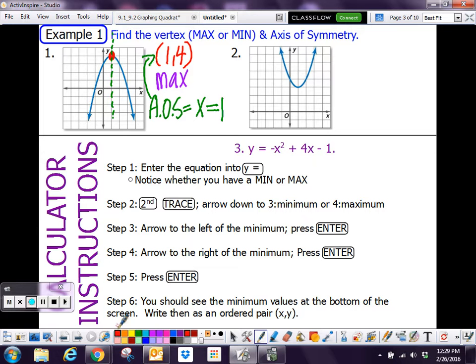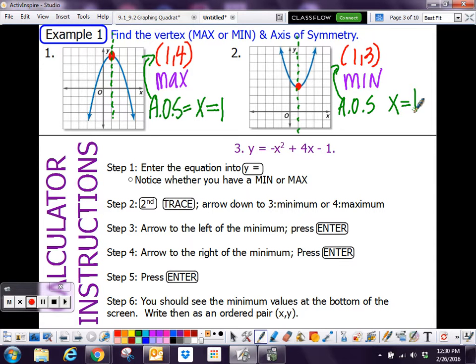Okay, number 2, my vertex is right here, which would be at (1, 3). That's the lowest point in my graph, so it would be a minimum. And then my axis of symmetry, remember it's a vertical line. Because it's vertical, it's going to be x equals, and what's the x value that it's going through? x equals 1. It just happened to be x equals 1 on both of these. It's not always going to be 1.